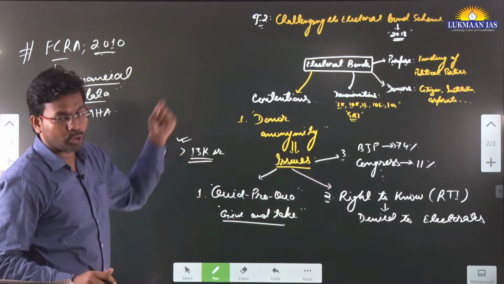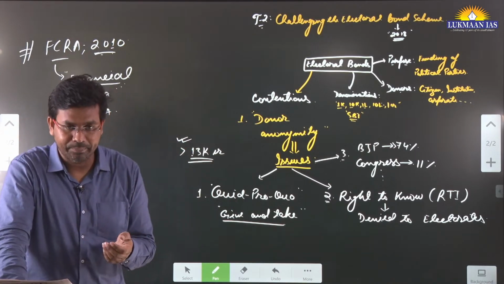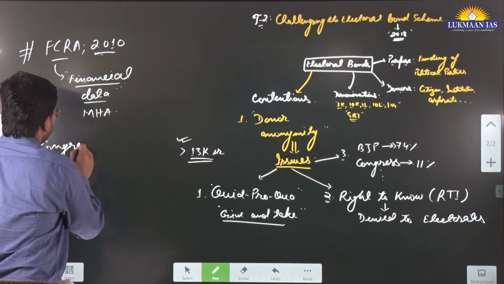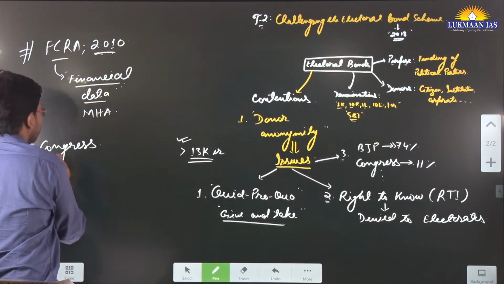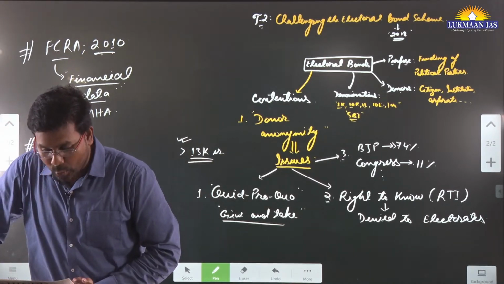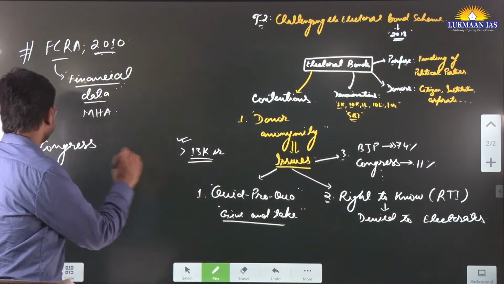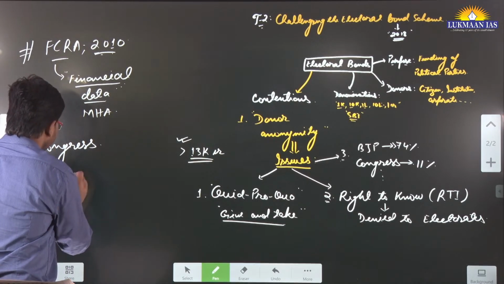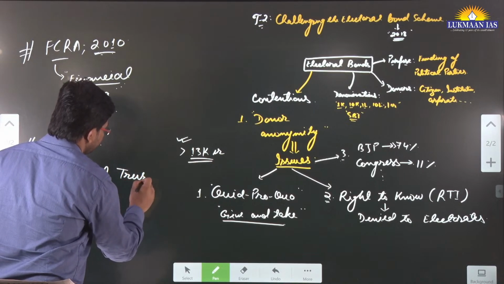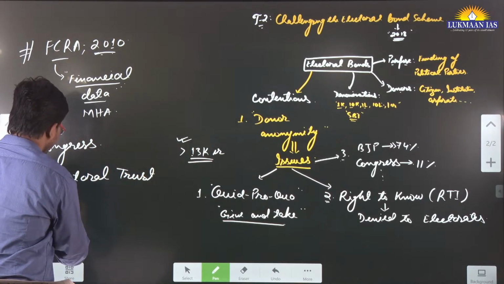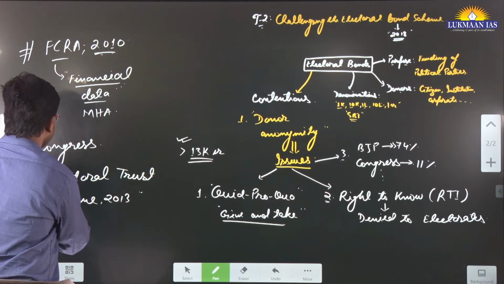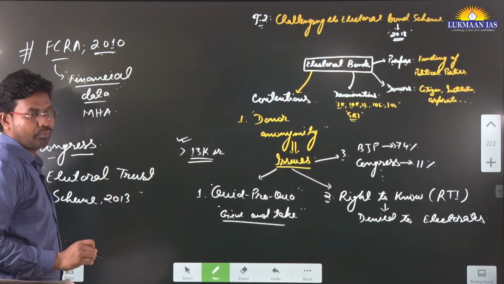And this electoral bonds scheme is not the first idea. Before this, the Congress government came with a scheme similar to this, but they did not pass it. In this article, they have said it was the Electoral Trust Scheme 2013. The Congress government came in with this.